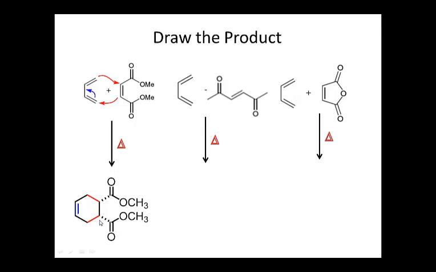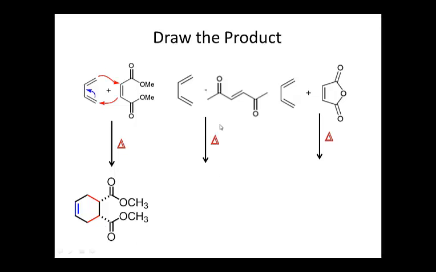I have the stereochemistry shown, and I'm going to talk about that in a minute, but just remember that this is a stereospecific reaction. So this cis double bond, those substituents have to remain cis in the product. So let's look at the next one.